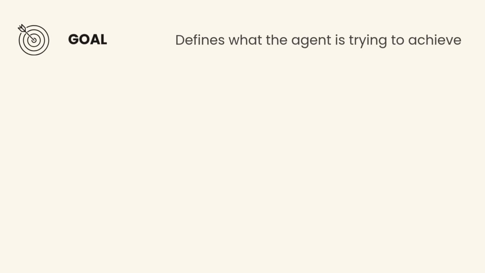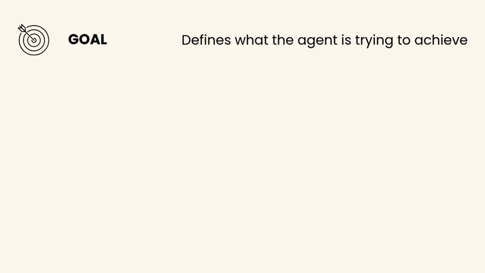So now that we know the workflow of an AI agent, let's go a level deeper and look at the components that make up an AI agent and how they're used in each step of the workflow. The first component is a goal. This defines what the agent is trying to achieve. In our case, the goal is to plan a trip to LA.